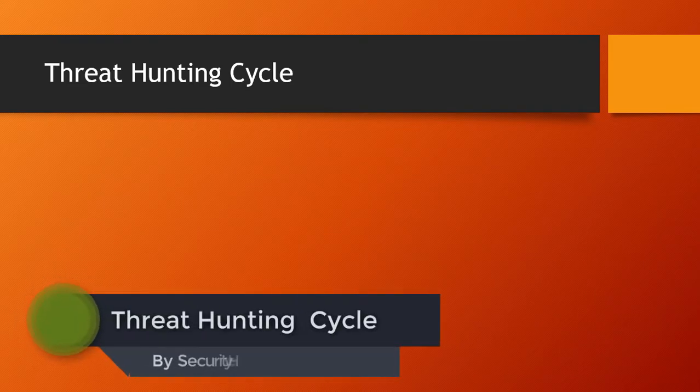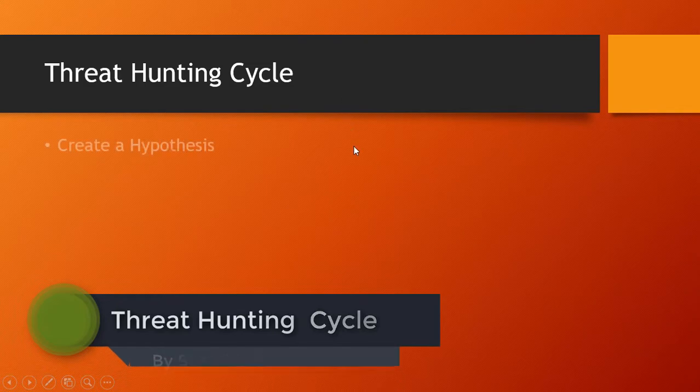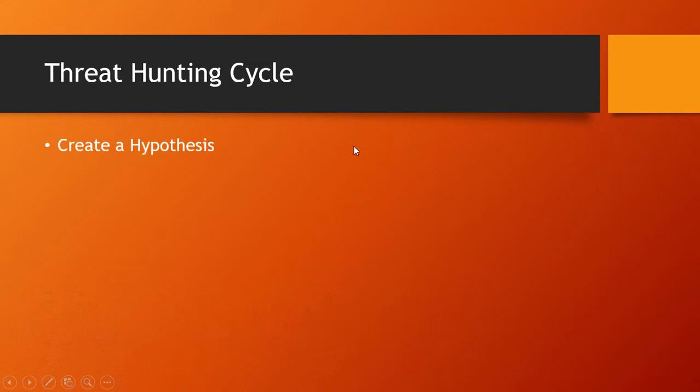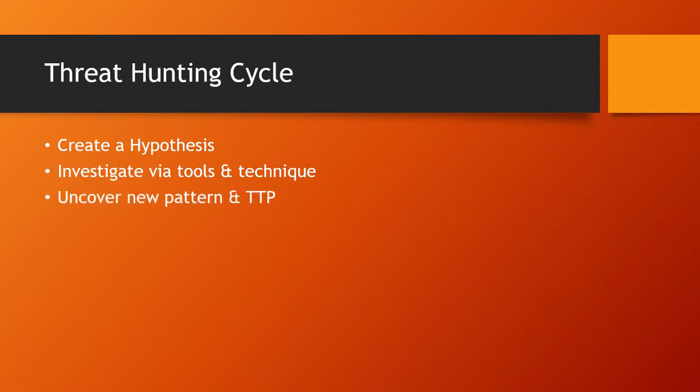So in this video, we will be learning threat hunting cycles. Threat hunting cycles are classified into four parts: creating of hypothesis, investigate tools and technique, uncover new pattern and TTPs, and inform, enrich and analytics. So let's cover one by one.